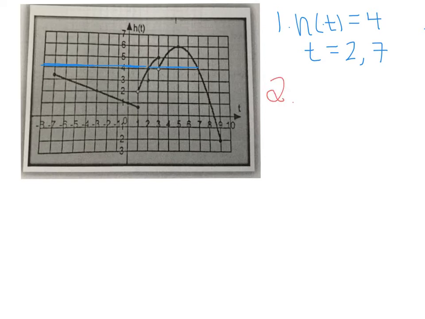Question number 2. It says I want you to find h of 3. Well, this 3 is an x value, so I'm going to go up or down to the graph until I touch 3. Again, we have an open circle, so we don't include that first one, but we're going to use the second one, and when t or x is 3, then my h or my y value is 5. So the answer to number 2 is simply 5.